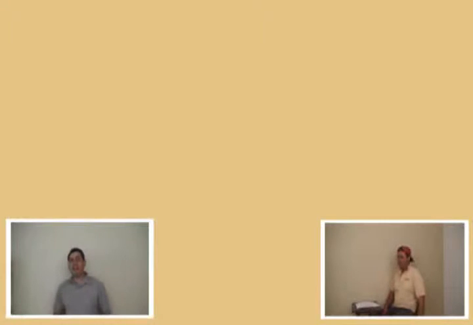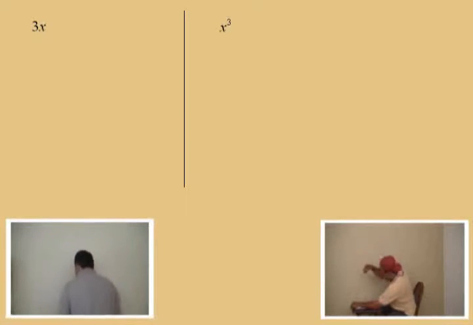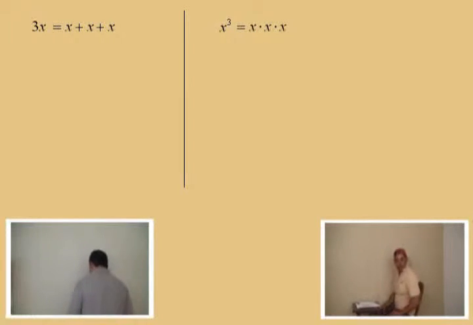The first thing we're going to talk about is some differences between exponents and multiplying a number by a variable, because that tends to give students a problem. So let's go ahead and list our first thing right there. What we have here is 3x and x cubed. So Charlie, what does 3x mean? x plus x plus x. Okay, what does x cubed mean? x times x times x. That's right. Very nice, Charlie. I guess you're learning something.